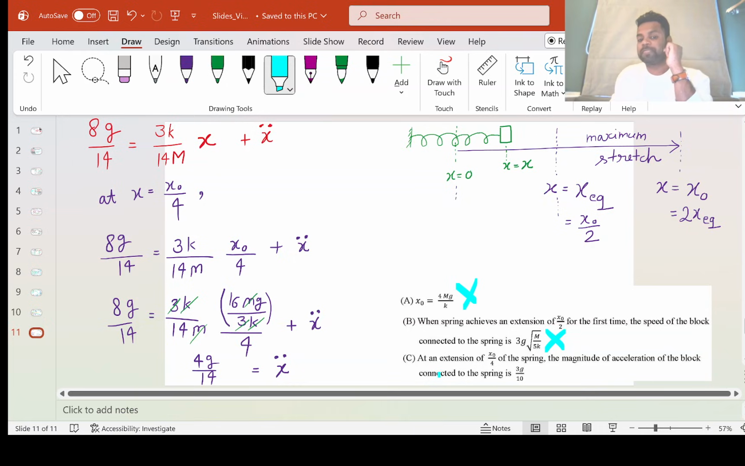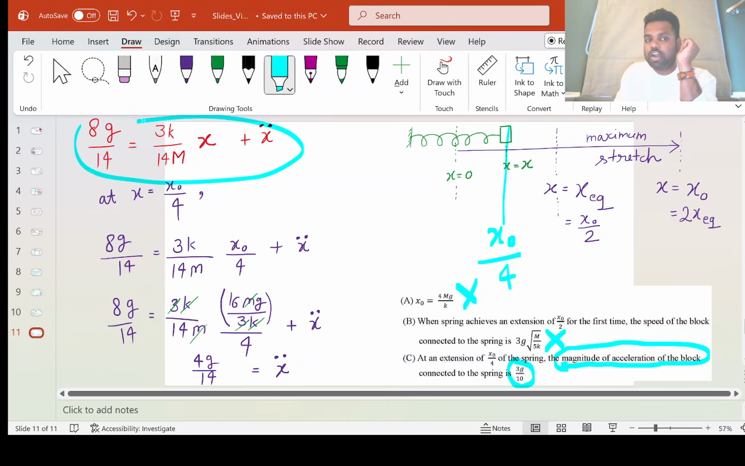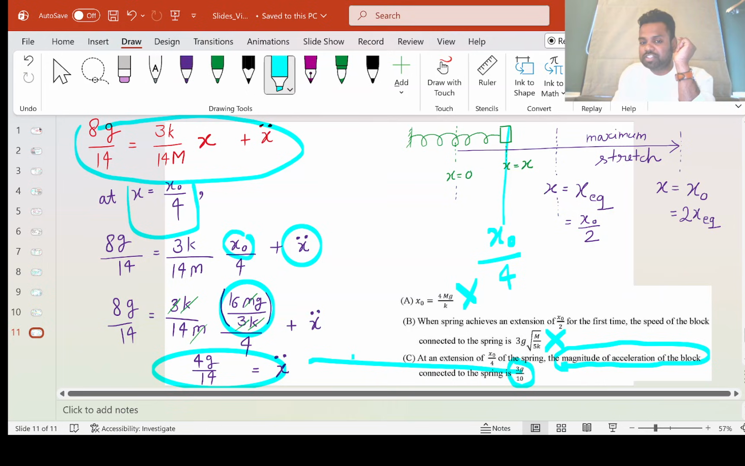Now option C. At an extension of x naught by 4, so let's say the block is here, that is x naught by 4, or half equilibrium. The magnitude of acceleration of the block connected to this spring is 3g by 10. Look at this equation. All you have to do is say x equal to x naught by 4 and calculate x double dot. We know x naught is 16 mg by 3k. Now you get x double dot as 4g by 14, and that is not equal to this, right? Not equal. So this is also incorrect. This was a lengthy problem, and I will say for JEE it will be a tough problem.